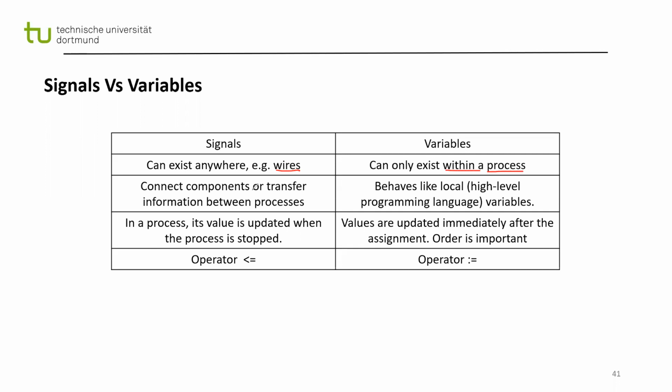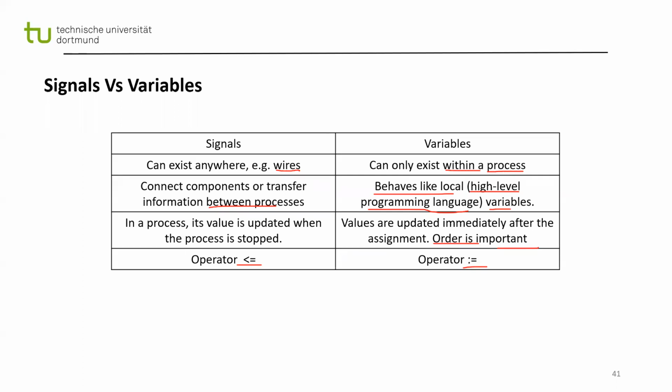Signals connect components or transfer information between processes, whereas variables behave like local variables, like in any high-level programming language. In a process, the signal value is updated when the process is stopped, whereas in variables, the values are updated immediately after the assignment, where the order is important. In signals, we use the operator less than or equal for the signal assignment, whereas in variables, we use the colon followed by an equal sign for the variable assignments.